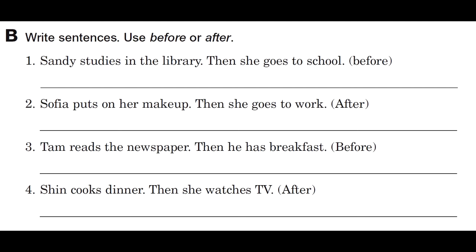Number 3, Tam reads the newspaper. Then he has breakfast. Okay, so this time we are going to use before at the beginning. So we can say, before Tam has breakfast, he reads the newspaper. Before Tam has breakfast, he reads the newspaper, because he has breakfast is the second activity. Number 4, Shin cooks dinner. Then she watches TV. So we need to use after at the beginning. And after introduces the first activity. So we can say, after Shin cooks dinner, she watches TV. After Shin cooks dinner, she watches TV.